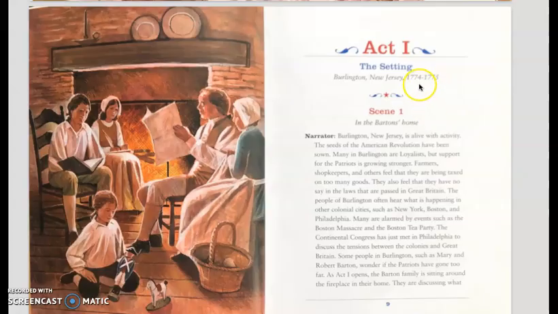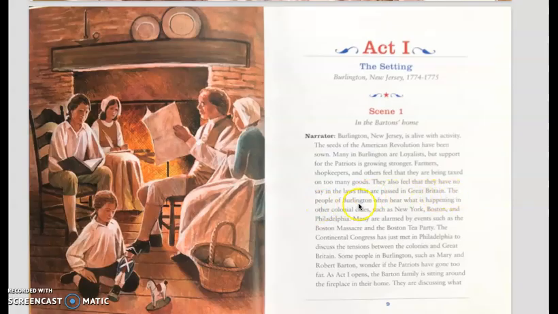Act 1. The setting. Burlington, New Jersey, 1774 through 1775. Scene 1. In the Bartons' home. Burlington, New Jersey is alive with activity. The seeds of the American Revolution have been sown. Many in Burlington are loyalists, but support for the Patriots is growing stronger. Farmers, shopkeepers, and others feel that they are being taxed on too many goods. They also feel that they have no say in the laws that are passed in Great Britain.